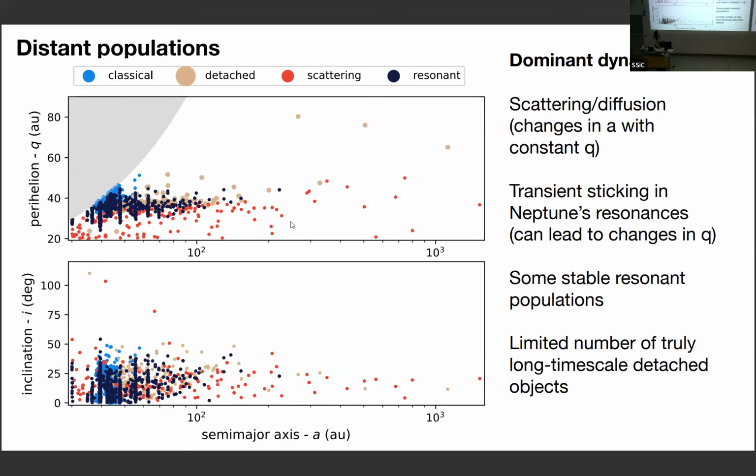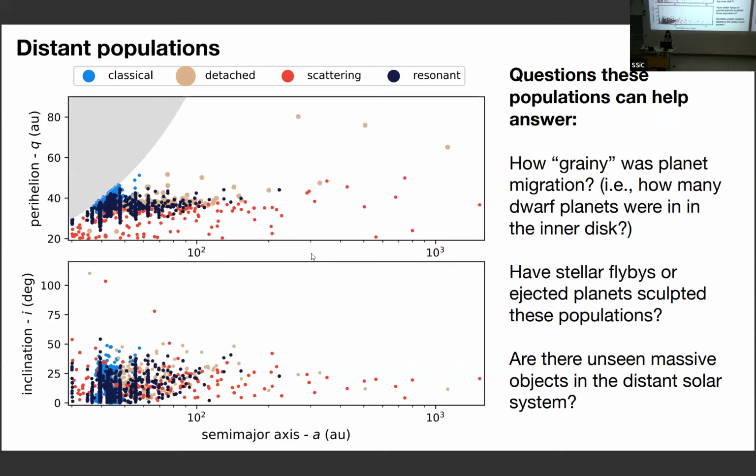And then we do have a limited number of truly long timescale detached objects like Sedna, like VP113, that got out to large perihelion, large semi-major axis orbits somehow. And in the current environment, they're not going to change. They're not really interacting with the planets. They're too close in to truly be interacting with external perturbations at the moment. And those are also very interesting because they record something that we don't see today that did happen in the past. So, some questions that these distant objects can help us answer.